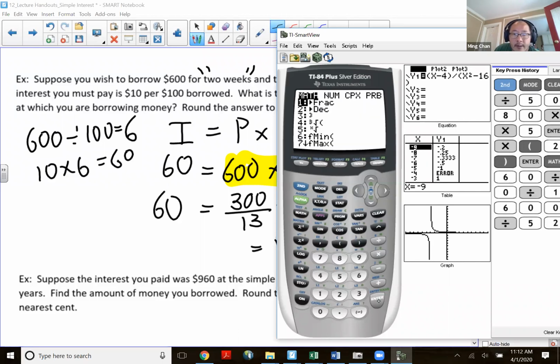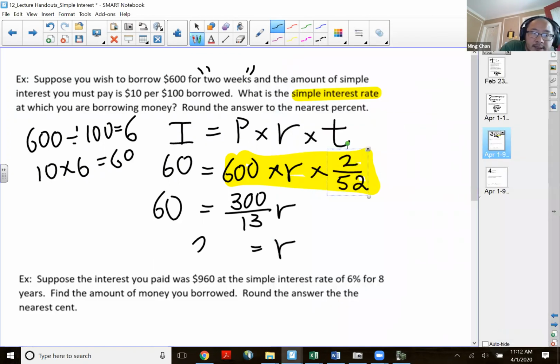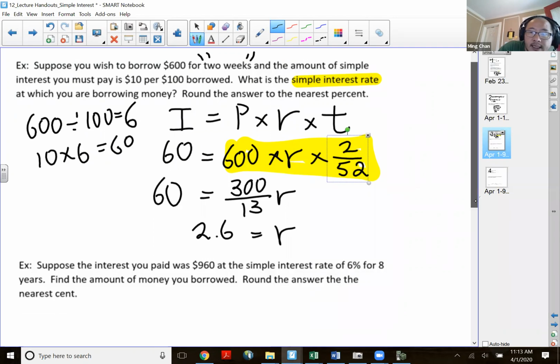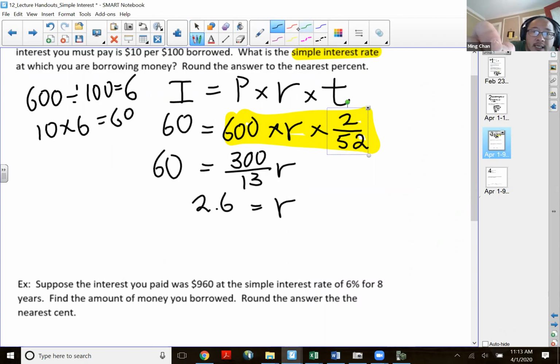Yeah, that's correct. So 2.6 here does not mean 2.6%, because this R is actually not a percent yet. It's actually the percent in decimal form. So if I times 100, it will tell me it's 260% is my interest rate.